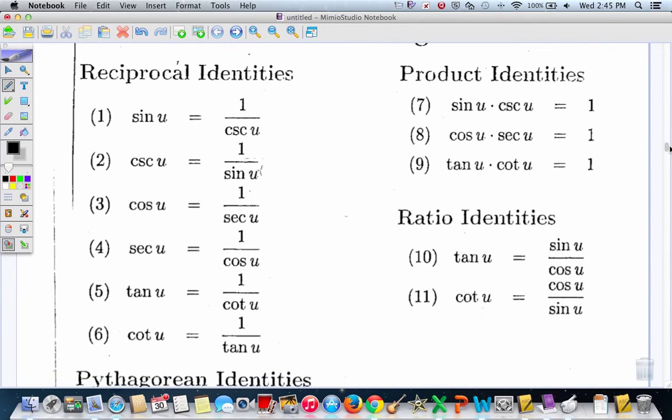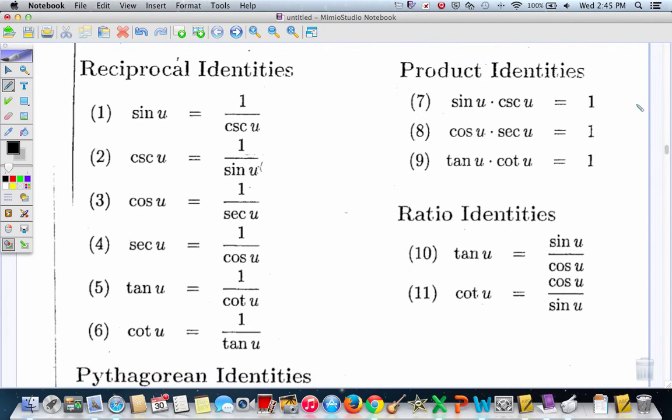So looking down through here, our reciprocal identities should make perfect sense from our previous work in chapters 1, 2, and 3. We know that sine and cosecant are reciprocal, so cosecant equals 1 over sine, or sine equals 1 over cosecant. Cosine and secant are reciprocals, and tangent and cotangent are reciprocals. So 1 through 6 are reciprocal identities. They're equal to each other, so we can replace one with the other.